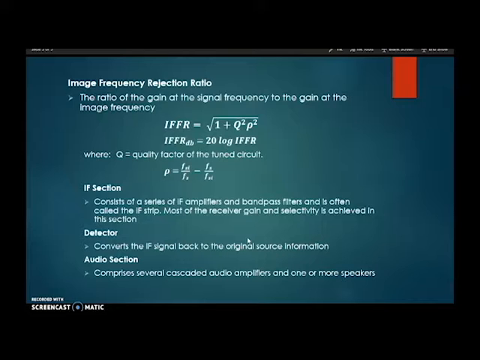The detector converts the IF signal back to the original source information. The output from the IF amplifier is coupled with the input of a detector. The audio signals are extracted from the IF output. Usually, a diode detector circuit is used because of its low distortion and excellent audio fidelity. And lastly, the audio section comprises several cascaded audio amplifiers and one or more speakers.